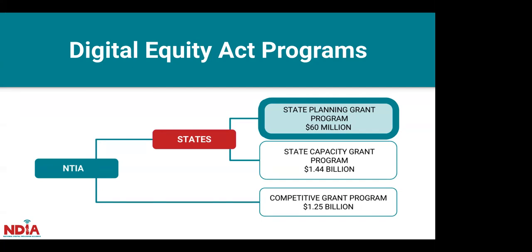A good portion of this funding is going directly to states. You can think of it like a block grant to states. What you see first highlighted is the state planning grant program, and states are going to be using this funding to develop digital equity plans for the state. We'll know exactly soon when they will get into that next phase, but around a year-ish from now, states are also going to have money available to them to actually implement those plans. So that's what the capacity grant program is.